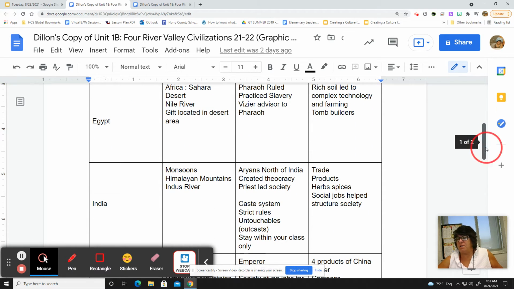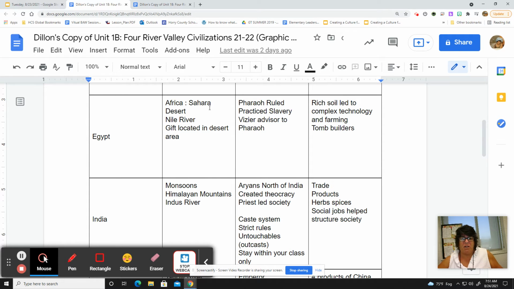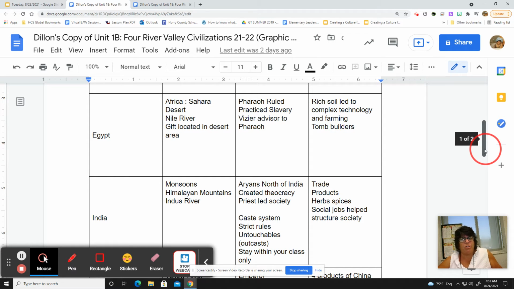Egypt, obviously, is in the Sahara Desert. The Sahara Desert is to the west of the Nile River in Egypt. It was ruled by a pharaoh, and they had their own social hierarchy, which is important to know, as well as they were very, very excellent tomb builders. And a lot of you will see those when we travel to Egypt to actually go into a tomb.